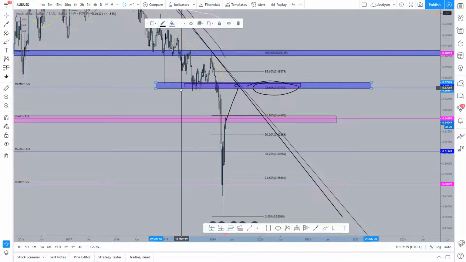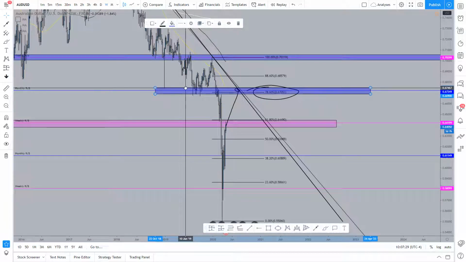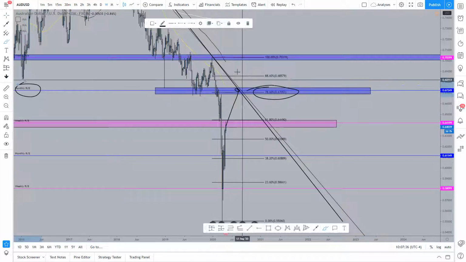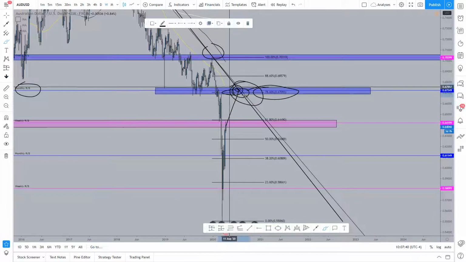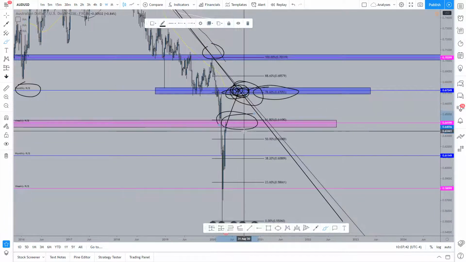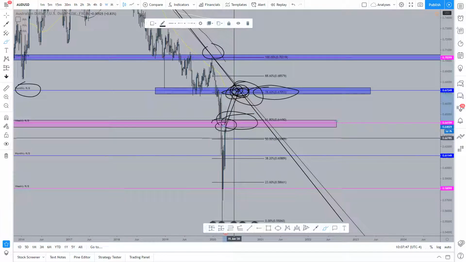If I remove the purple zone here. Alright, so you have the 78.6% Fibonacci. On the monthly, you have the monthly resistance support. You have the trend line here. So you have more confirmations on this zone here than this one there. But like I said, that doesn't mean that this price will hold or it will go up. No, it doesn't mean that.